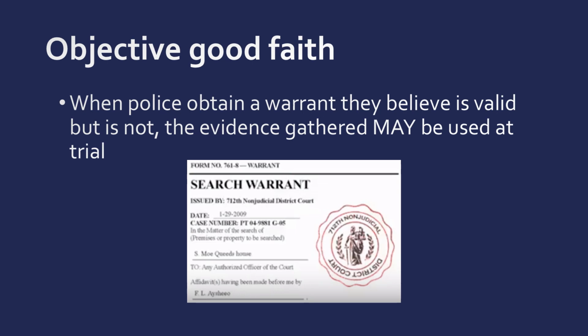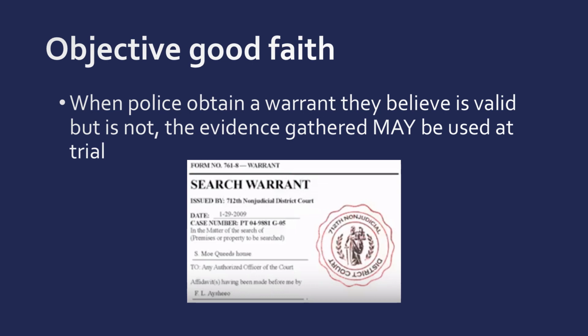Objective good faith means that police obtain a warrant that they believe is valid but is not for some reason. Usually this is some kind of technicality, like a typo on the warrant. Maybe it said avenue instead of street. Maybe it had the house number off by a little bit, but there's some minor mistake that officers think that they have a search warrant and can legally search you, but they can't. Objective good faith says that even though that warrant was technically not valid, the evidence obtained may be used against that person at trial.